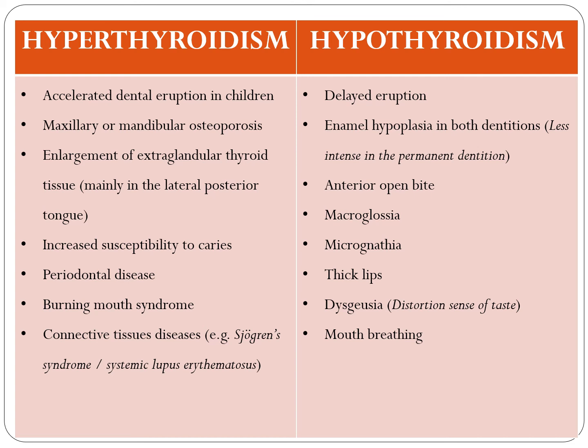Susceptibility to genes, Brown disease, burning mouth syndrome, and connective tissue disease, that is Sjogren syndrome. In hypothyroidism we can see delayed eruption, enamel hypoplasia in both dentitions, anterior open bite, macroglossia, micrognathia, thick lips, then distortion of the sense of taste, that's called dysgeusia, and mouth breathing. These are the clinical features noticed in the dental aspect.